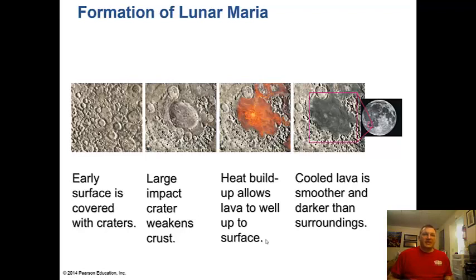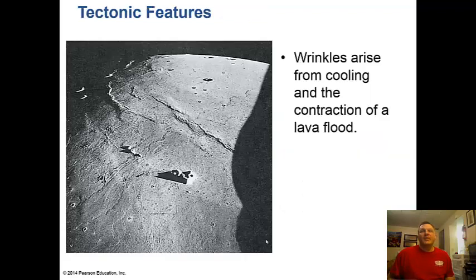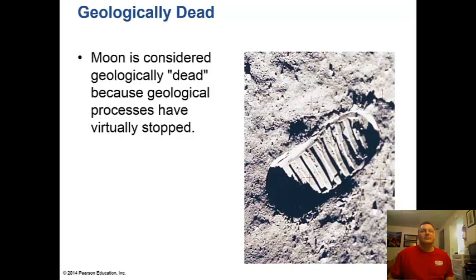The early surface was covered with many craters, and then large impacts weakened the crust. Lava seeped up through the crust into cracks and filled in the low-lying areas. We know that wrinkles arise from cooling and the contraction of a lava flood. We do consider both Mercury and the moon geologically dead, quote unquote, because geological processes have virtually stopped. The moon does have moonquakes, but most of them are caused by impact features.